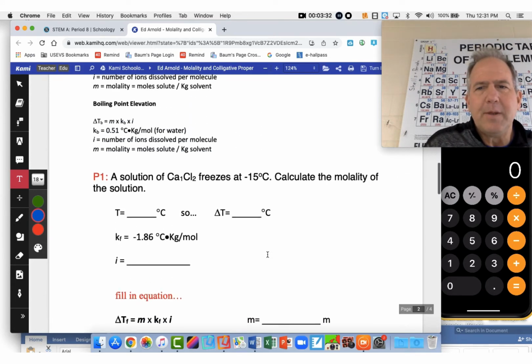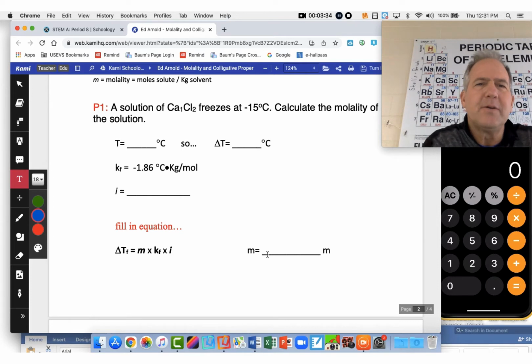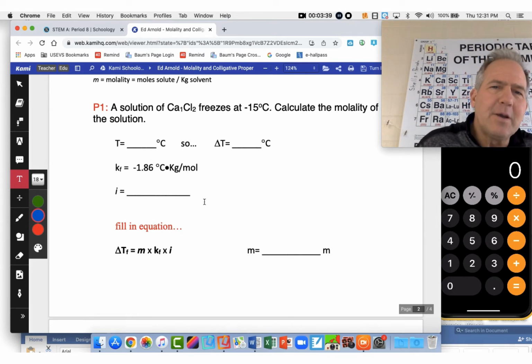Okay, here we go. Problem 1. A solution of calcium chloride. And I just made up different solutions. And notice I put little numbers down here because we're going to have to find out the number of ions. Remember we talked about that dissociation, right? So we talked about the number of ions that form. That's why those numbers are there to help you out. A solution of calcium chloride freezes at negative 15 degrees Celsius. Calculate the molality of the solution.